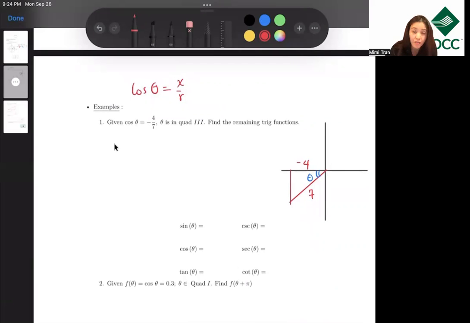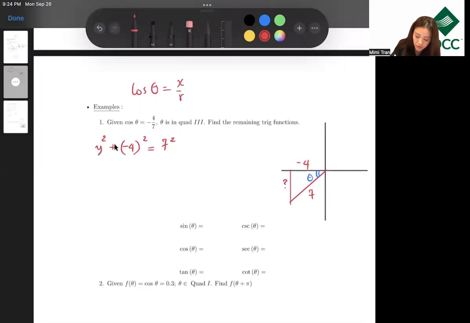Now, we don't have y, so we have to find y. We're going to use the Pythagorean theorem to find y. So I'm going to put a question mark here. So I know that question mark squared plus -4 squared equals 7 squared. A squared plus b squared equals c squared. Question mark squared, or maybe I'll replace the question mark with y.